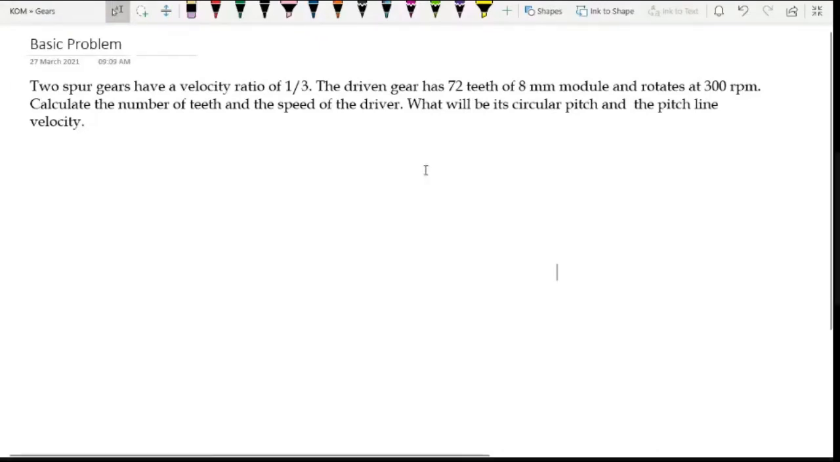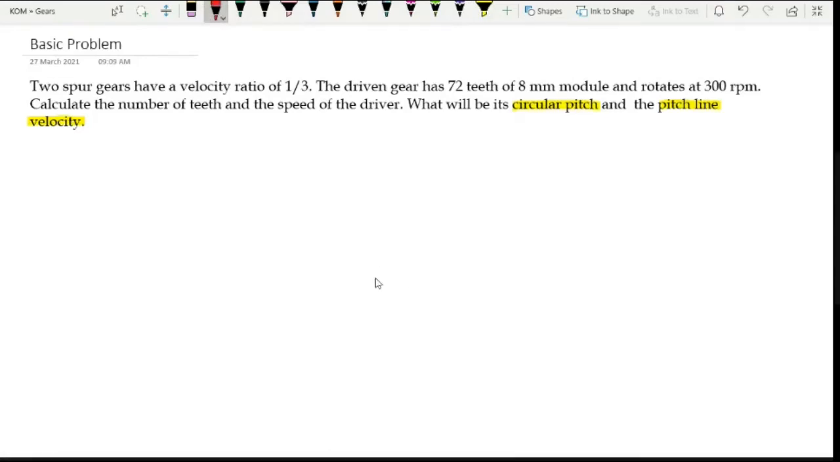So let me consider a problem here. There are sets of data given. You have to identify the circular pitch and the pitch line velocity. So pitch line velocity is V, which is omega into R. So omega into R is your pitch line velocity.